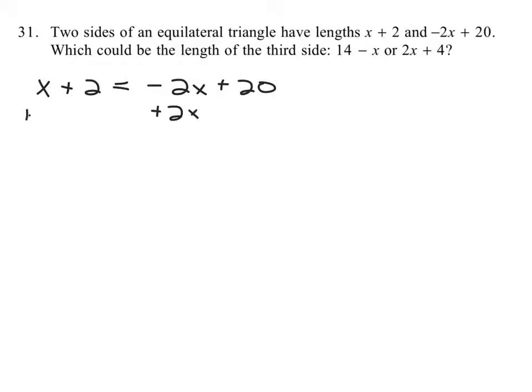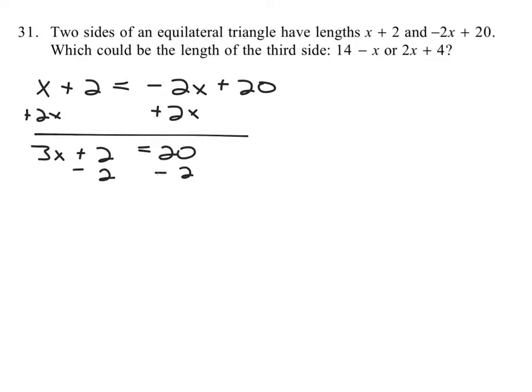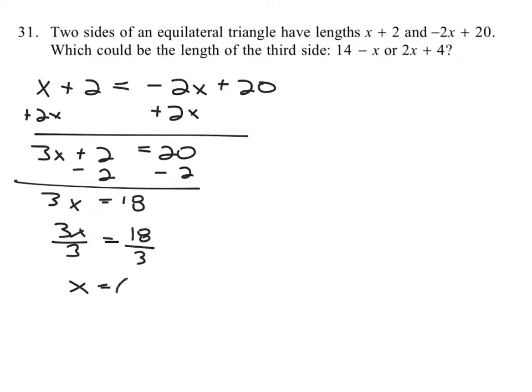Then we'll say, okay, plus 2x, plus 2x, minus 2, minus 2, divided by 3, divided by 3, and you get x equals 6. Okay? Now let's find the lengths of the sides then, plugging them in to each expression.